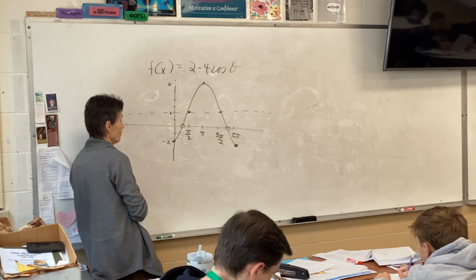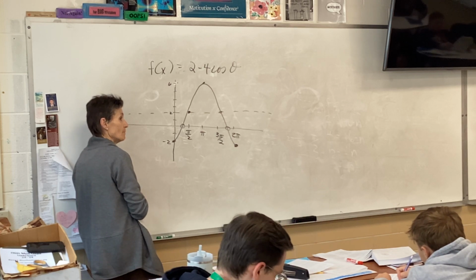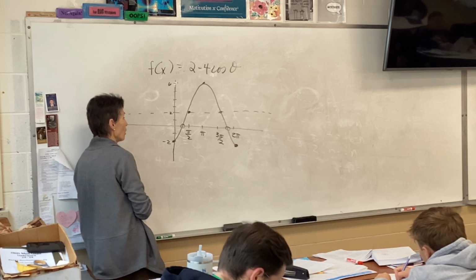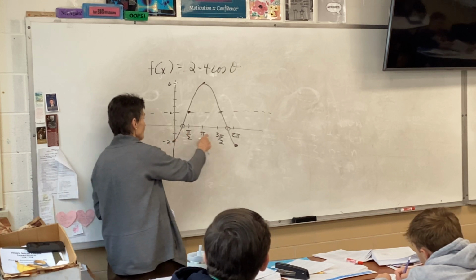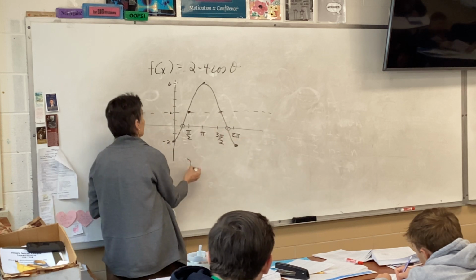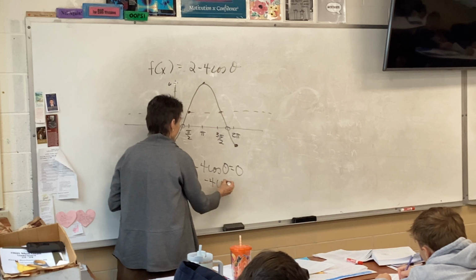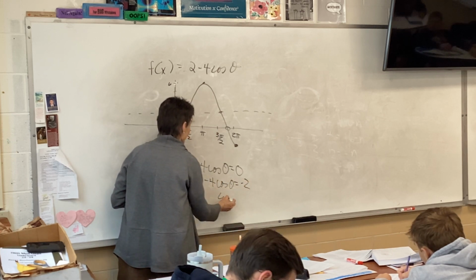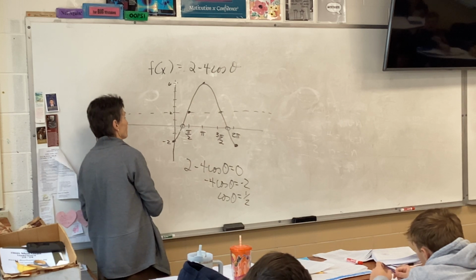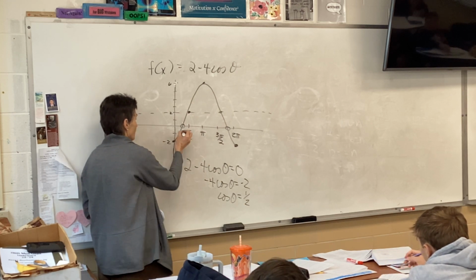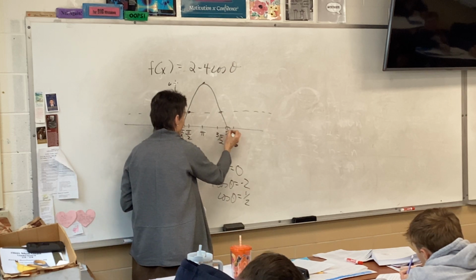They're very, very helpful. In any problem that talks about positive and negative functions, you have to know where you cross the axis. So how do I find those again? Yep, so 2 minus 4 cosine equals 0. Negative 4 cosine equals negative 2. Where does the cosine equal 1/2? Pi over 3 and 5 pi over 3.